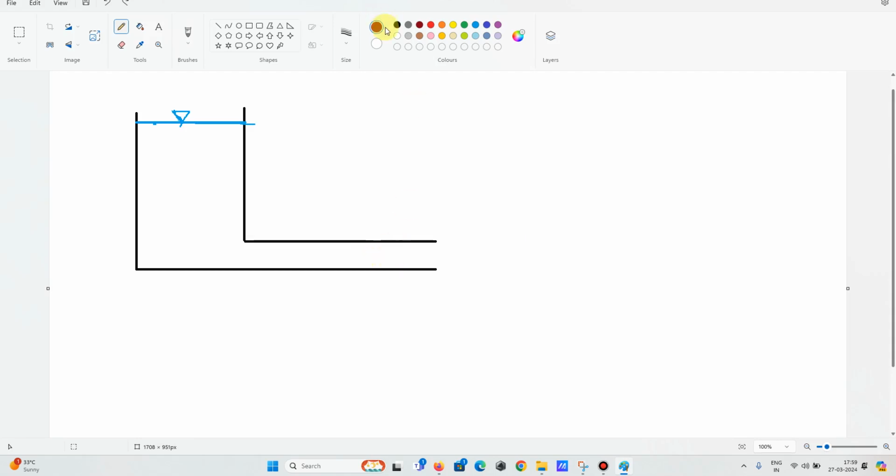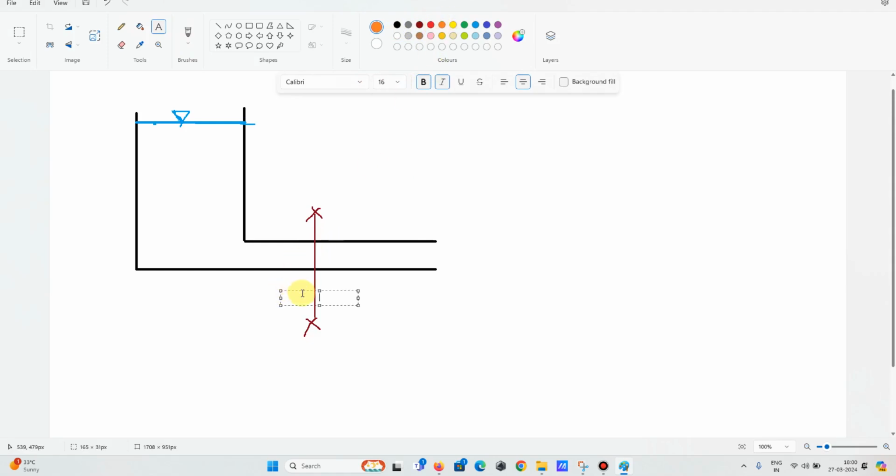Here I will consider a cross section at this location, and I will name this section XX. If you take this section XX, there are hydraulic parameters at this particular section. Let me note the hydraulic parameters here.